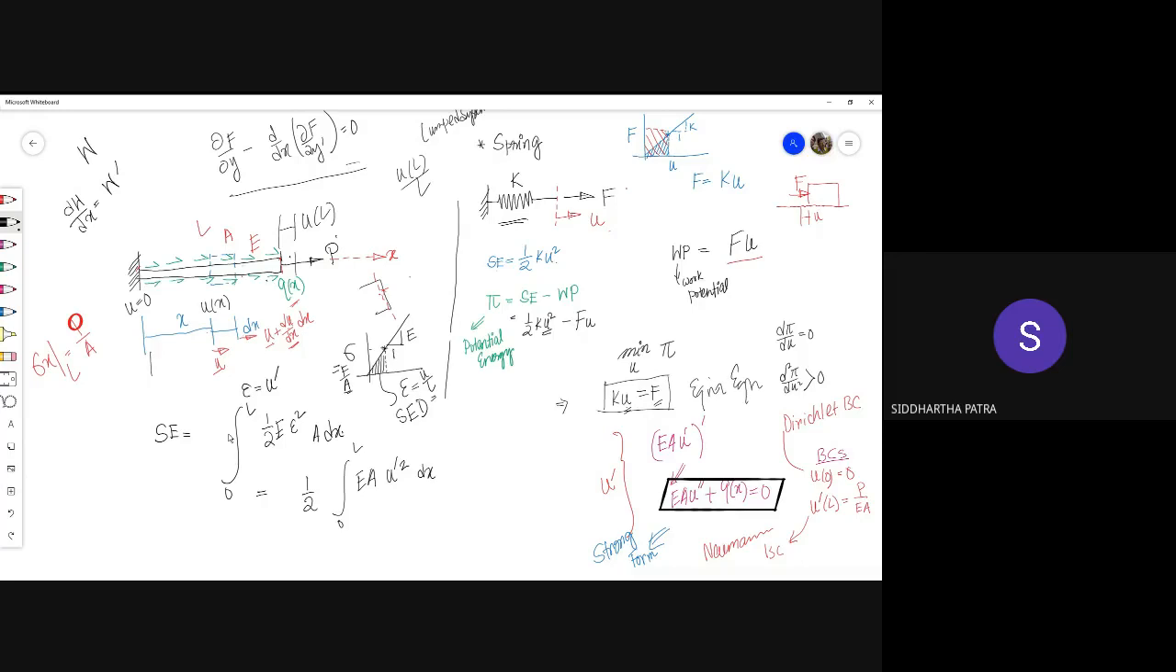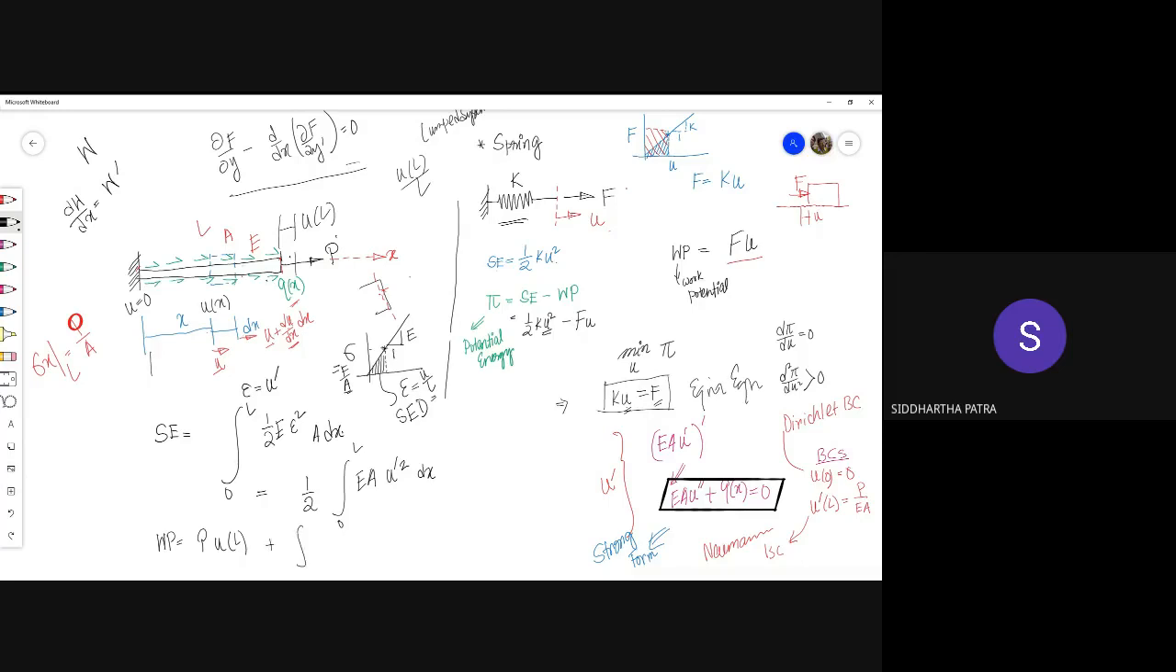Okay, and work potential is going to be two quantities. First of all, P times U at L. So whatever is the displacement of the free end, that I'm multiplying with P. Whatever is the source of P, that could have done at most this much of work.